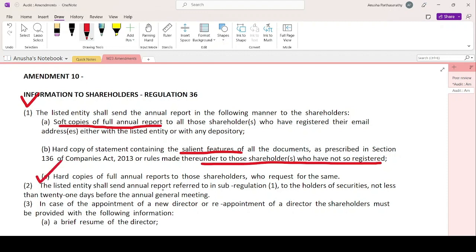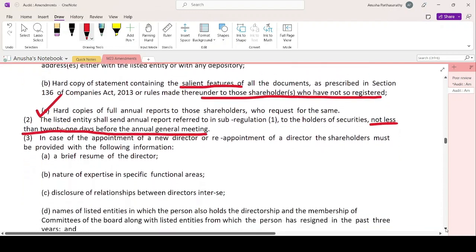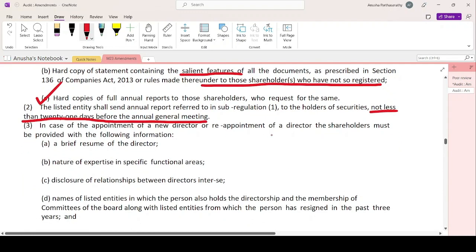Okay, then the listed entity shall send the annual report referred to in sub-regulation 1 to holders of securities not less than 21 days before the annual general meeting. The cut-off date would be 21 days before the annual general meeting. In case of appointment of a new director or a reappointment of a director, the shareholders must be provided with the information. If I'm going to appoint or reappoint a director, then I have to give the information about the brief resume of the director, nature of expertise, disclosure of relationships between directors, and names of listed entities in which the person also holds directorship and membership of committees of the board, along with the listed entities from which the person has resigned in the past 3 years.